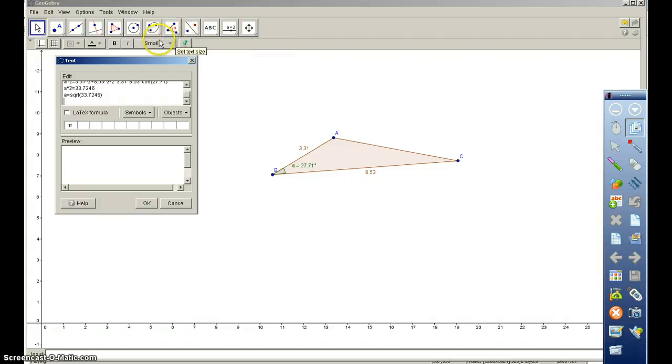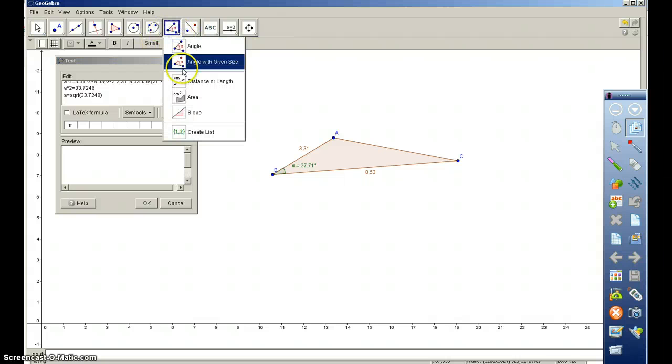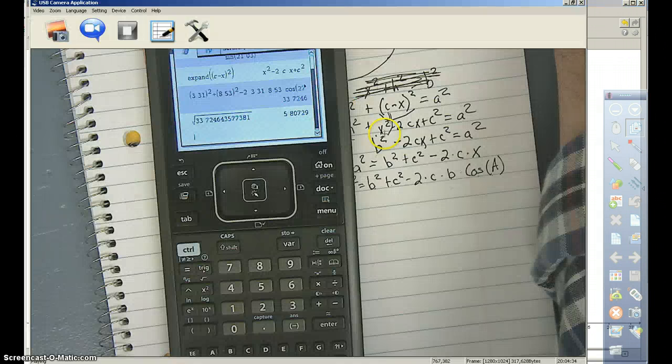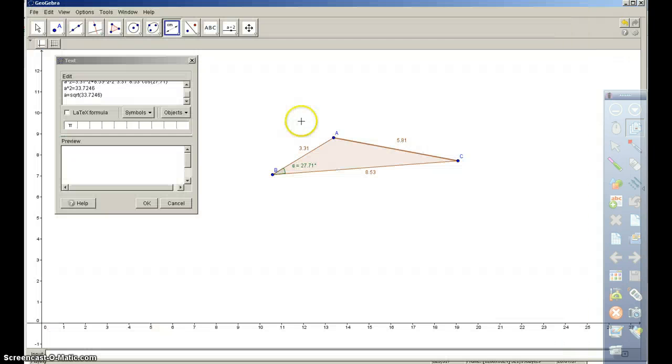So this side should measure 5.80729. So let's go ahead and take a measurement of that side and confirm. 5.81, which is 5.80 rounded up to 5.81. So we did it. We solved this side.